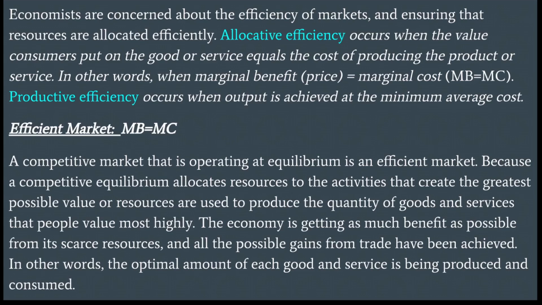Efficient market, that is, marginal benefit equals marginal cost. A competitive market that is operating at equilibrium is an efficient market because a competitive equilibrium allocates resources to the activities that create the greatest possible value, or resources are used to produce the quantity of goods and services that people value most highly. The economy is getting as much benefit as possible from its scarce resources, and all the possible gains from trade have been achieved. In other words, the optimal amount of each good and service is being produced and consumed.